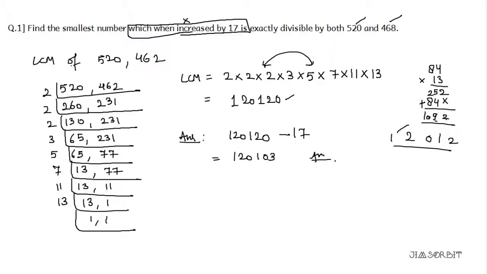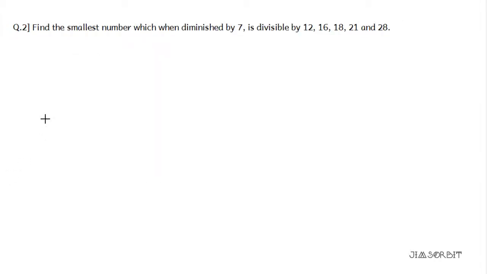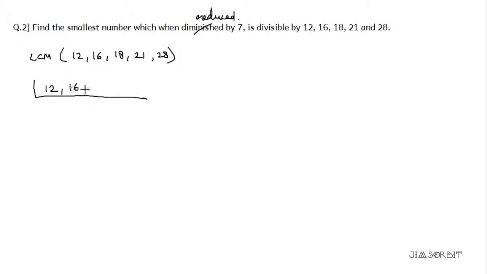Let us take the next problem. Okay, question 2 says, find the smallest number which when diminished by 7, diminished means reduced, is divisible by all these numbers. Again, it is divisible. Divisible means LCM. LCM of the numbers first of all, and then afterwards. So LCM of 12, 16, 18, 21 and 28. Let us start solving them.